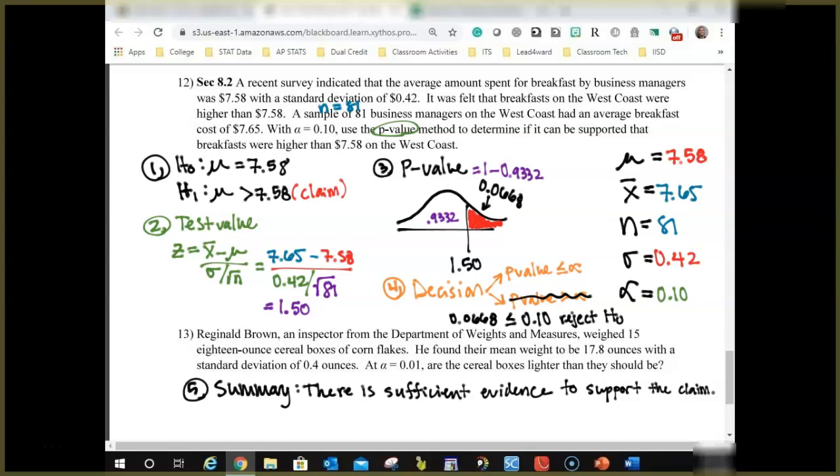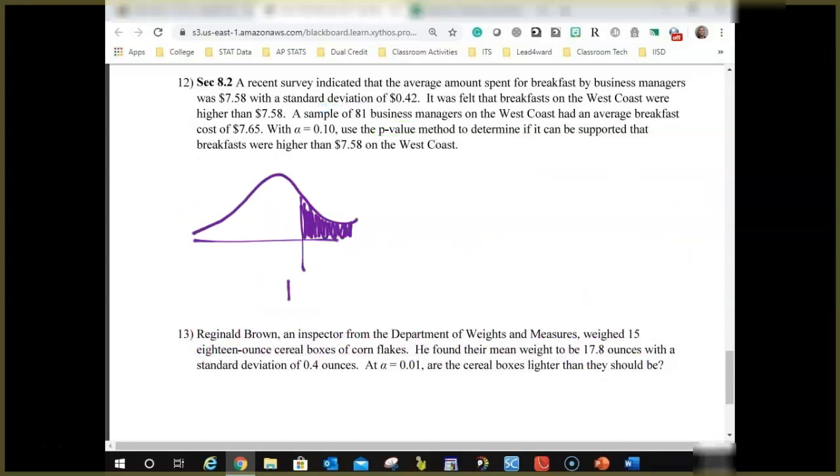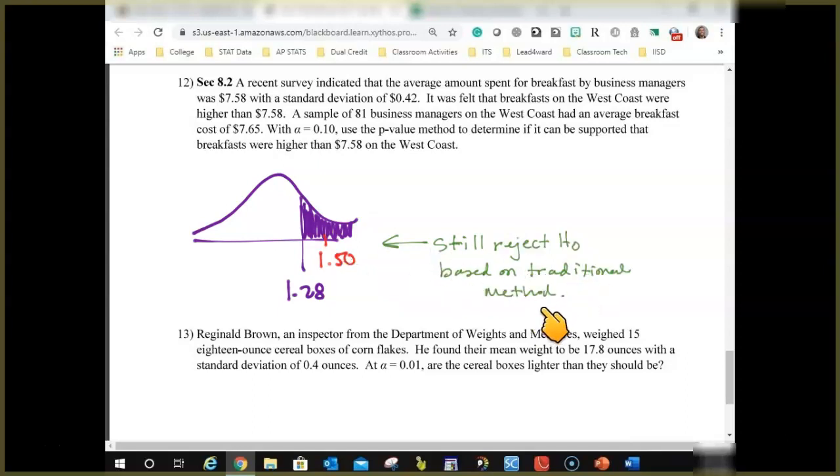Now, let's say that we really didn't want to find the p-value and we wanted to do the traditional method. If I were to find the critical value for this, using the same alpha value, then that critical value will be 1.28. And now if I compare it, my critical value was 1.28 and the test value that we already found was 1.50, we would still reject based on the traditional method.